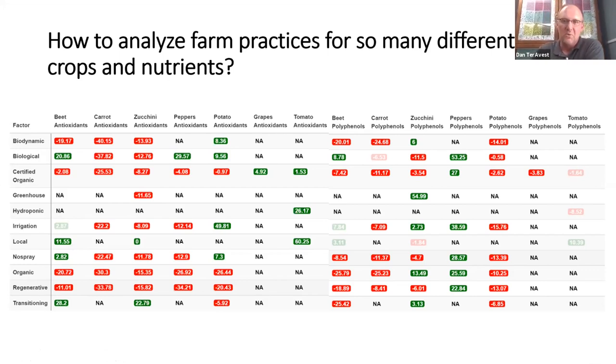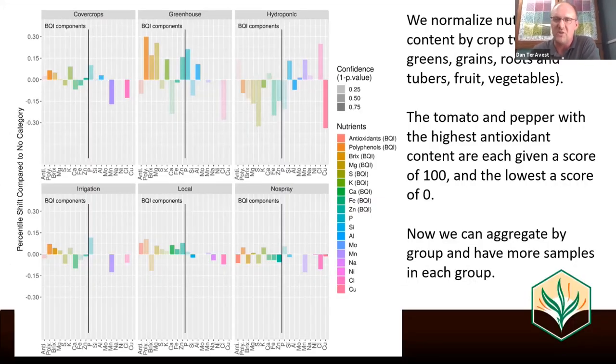So we've been working, especially in 2020 and then continuing on in 2021, at trying to find ways to aggregate and improve our ability to interpret this data. How can we improve interpretability of this really complex data? So the first thing we've done is we've started to break crops down into crop types, right? Leafy greens is a crop type, grains is a crop type, roots and tubers, fruit, vegetables. And then we can try to normalize across those crop types.